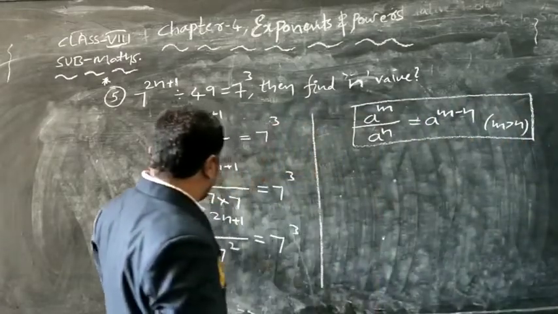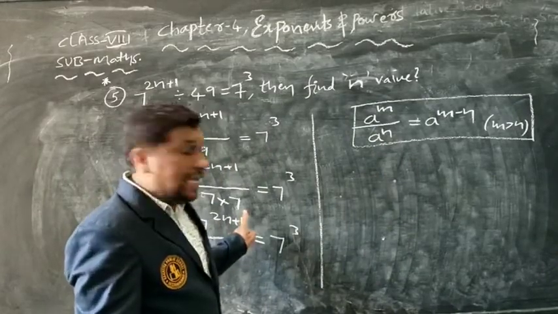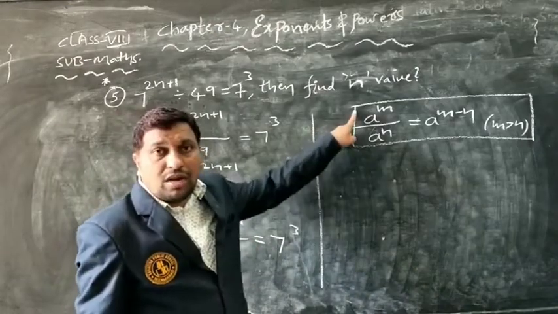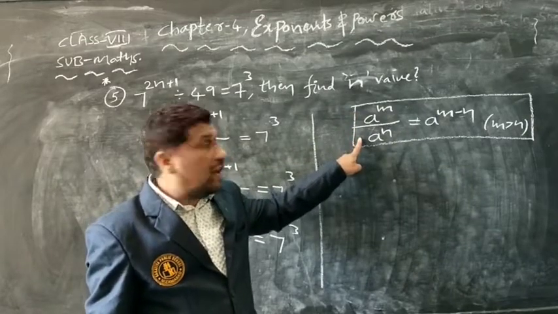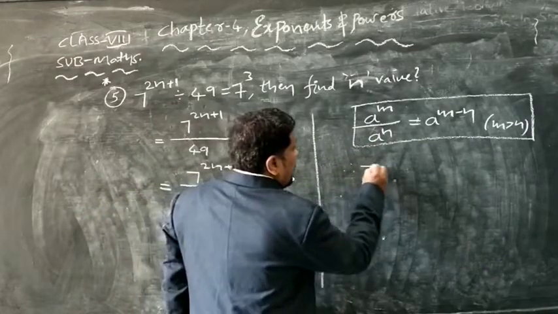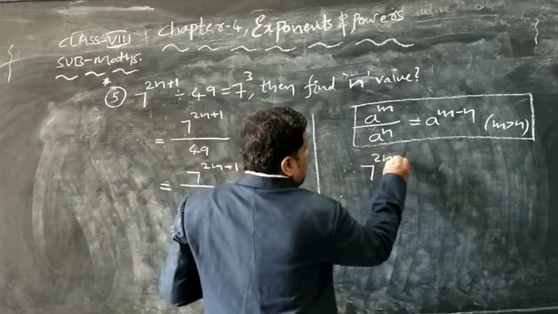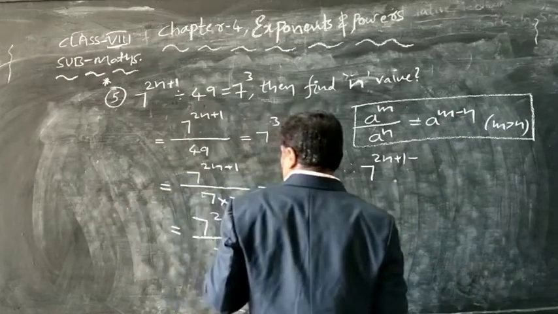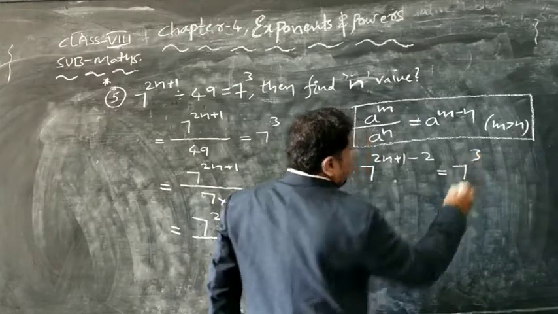Here both bases are the same. 7 to the power of 2n plus 1 divided by 7 square is related to this formula, a to the power of m by a to the power of n is equal to a to the power of m minus n. Therefore, 7 to the power of the exponent 2n plus 1, minus the power 2, is equal to 7 cube. We have to write it as it is.